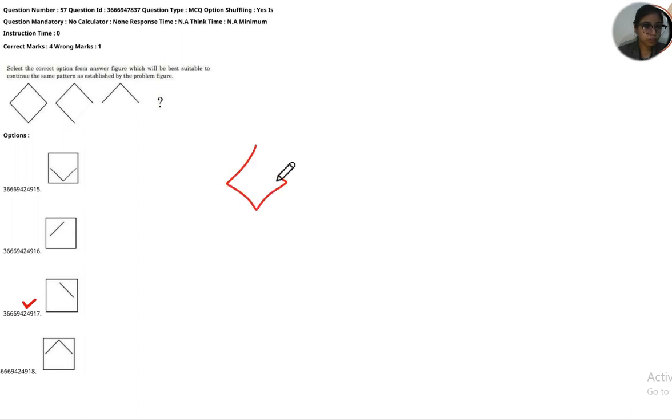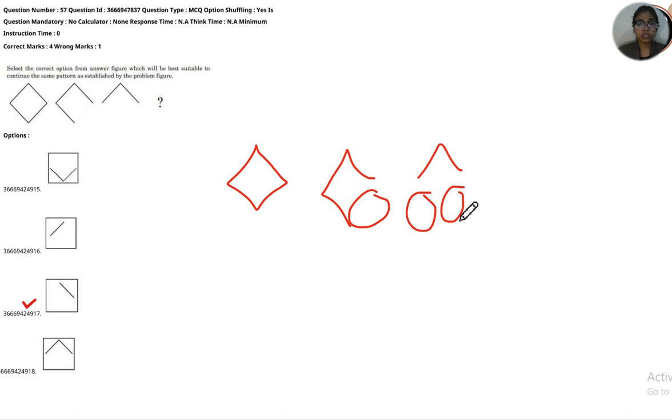Suppose this is your complete pattern, and in the next one they are eliminating this part. In the second one they are eliminating this part and this part. So the question is asking, in the next image which will come after it, which one will suit the best. As you can see, this is a complete set of 4. Here they have eliminated one, now we are left with 3. Here they have eliminated 2 parts, now we are left with the 2 lines only. So obviously in the fourth one we will have only one side, and all the 3 sides will not be there.